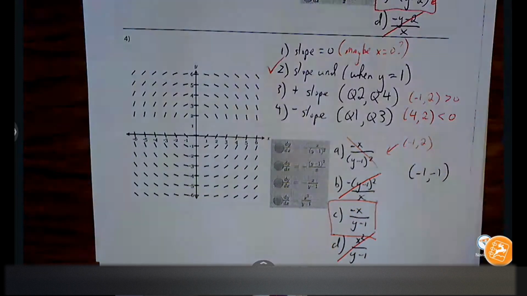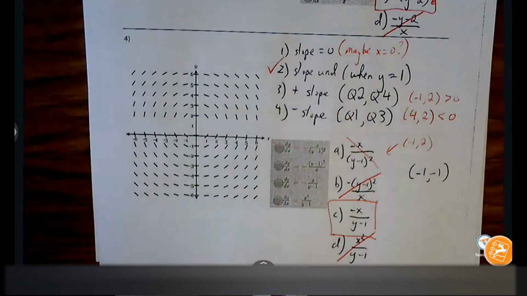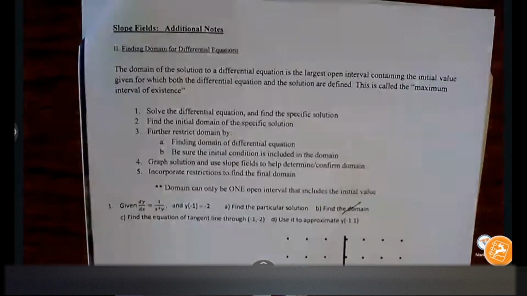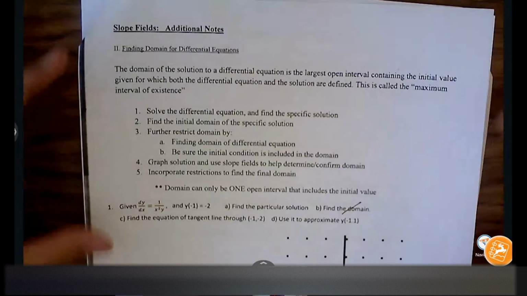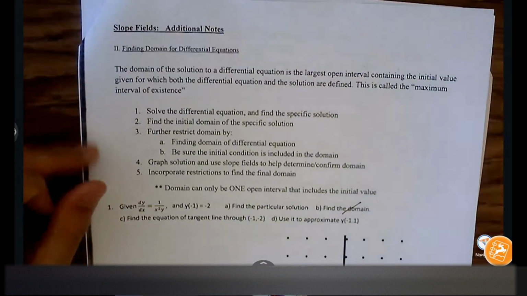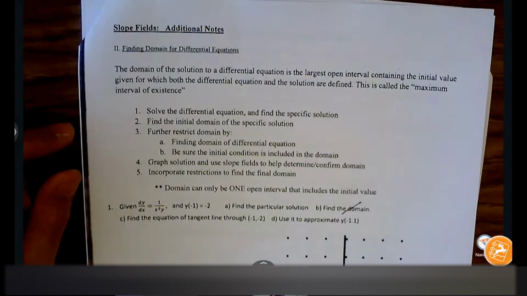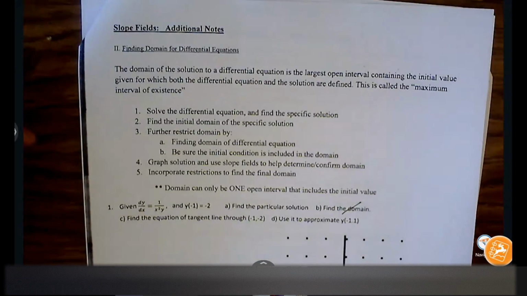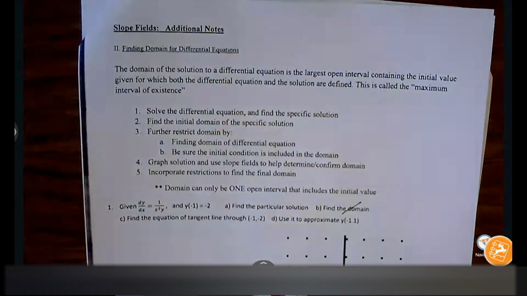Okay, so any questions? Let's move to the slope fields additional notes. Really, I'm going to skip the domain portion. I'm not going to have it on the test. Maybe we'll cover it after, when we get into our review cycle.